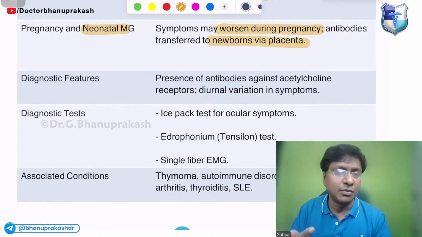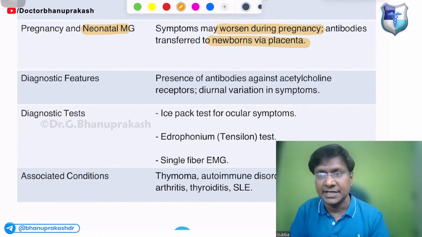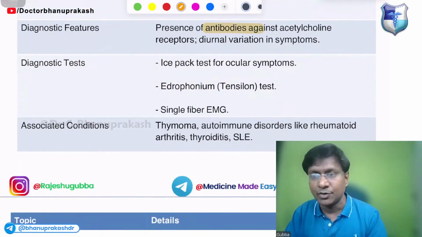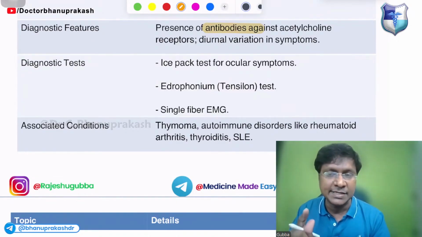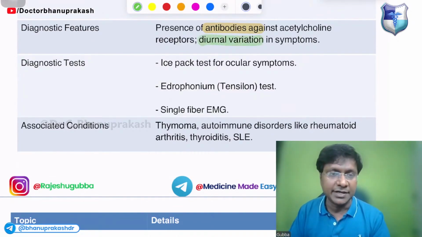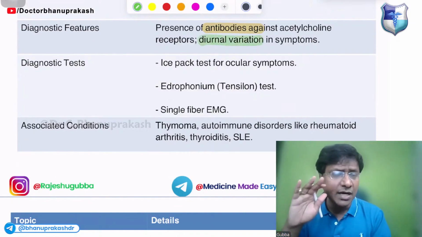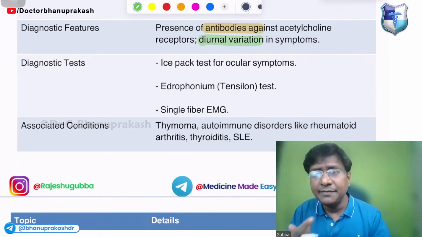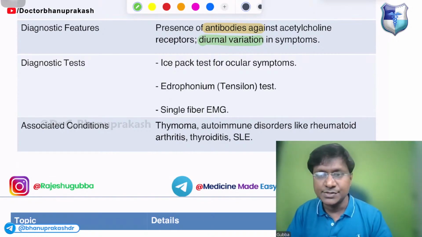And how will you diagnose myasthenia gravis? The diagnosis of myasthenia gravis is, number one, the antibodies. Antibodies are formed against the acetylcholine receptors, which are present on the postsynaptic nerve terminal. And clinically, how will you diagnose? That is diurnal variation. That means early in the morning or during the daytime, he will be completely fine. But as the day progresses, the individual will have exaggerated weakness, right?